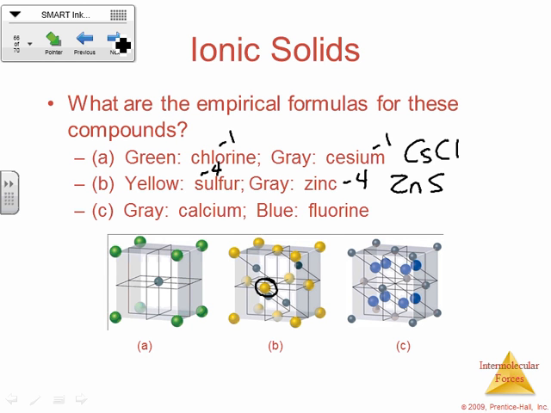It is really hard to see these pictures because it's hard to see 3 dimensions in a 2-dimensional drawing. But the blue ones are the fluorines. And so we're going to say that there are 8 of those. You guys see all 8 of the fluorines here? And then how many of the calciums do we have?